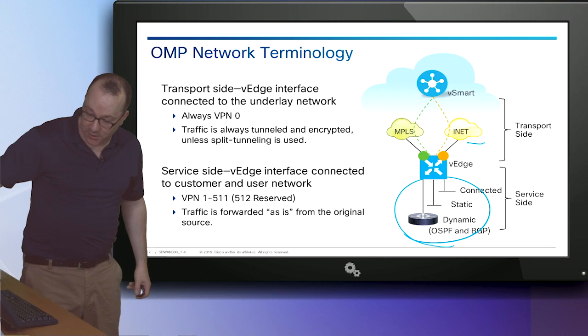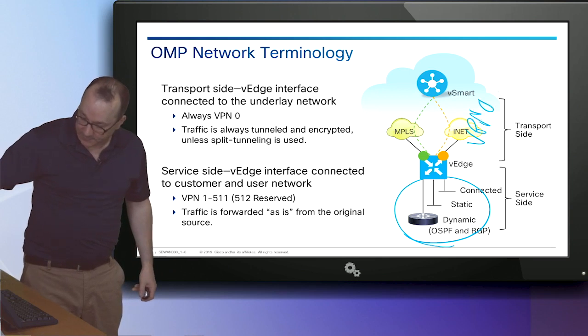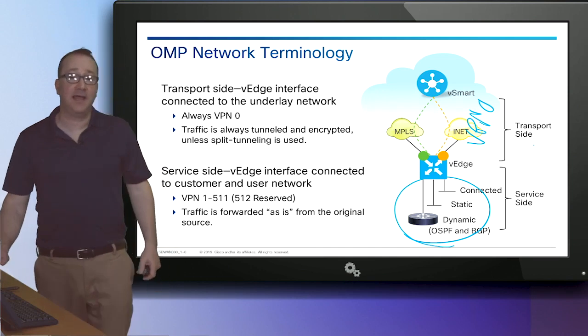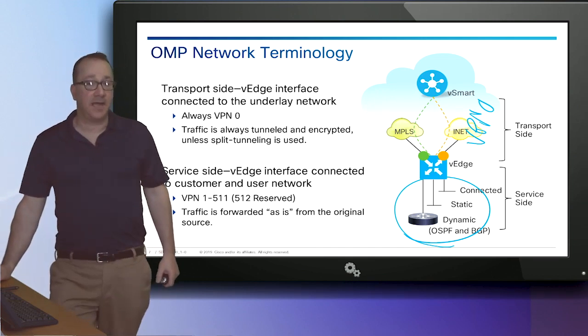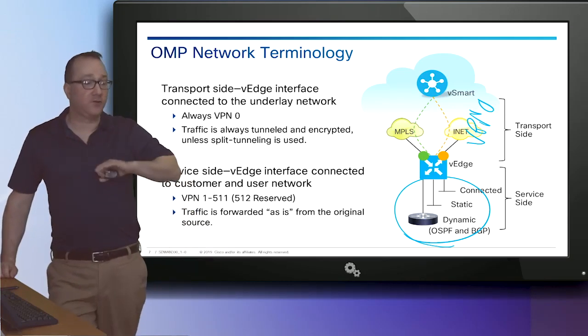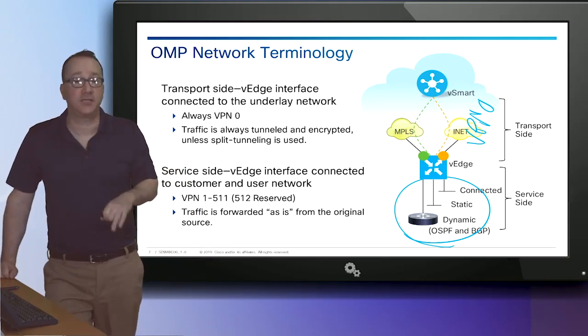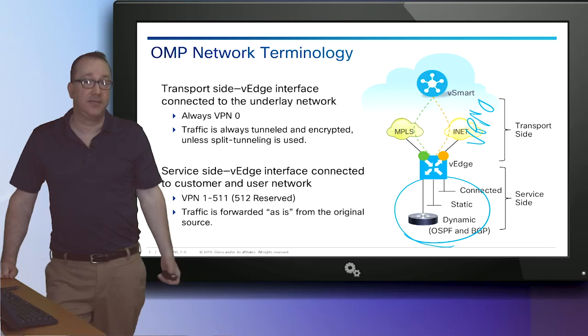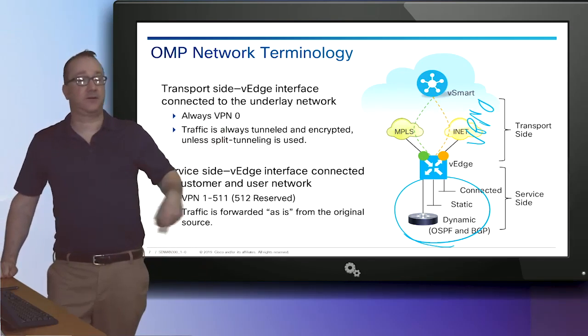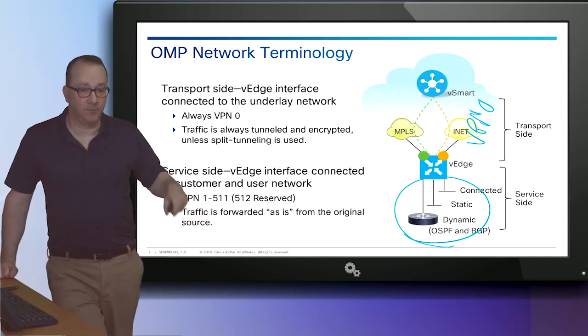The VPN 0 is our overlay network that we're running on top of our MPLS and internet connections. Okay? That transport side is always VPN 0. All of those connections, your MPLS, your internet connections, are all going to be inside VPN 0. It's always going to be tunneled and encrypted unless we use split tunneling, in which case we're going to route to the internet, but we'll get to that.